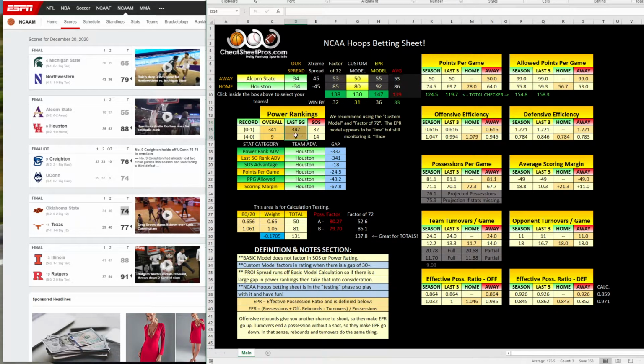You can see the last 5-game power ranking, 6 versus 347, but they've only played 1 game, so take that with a grain of salt. But you can see clearly Houston has everything here. They're a much better team. And then what I really like about the possessions is 76, we're going to bump this to 80.2, so we should get a lot of points in this game, but you've got to worry about Alcorn State being able to score. So you can see this one ended up being 88-55.